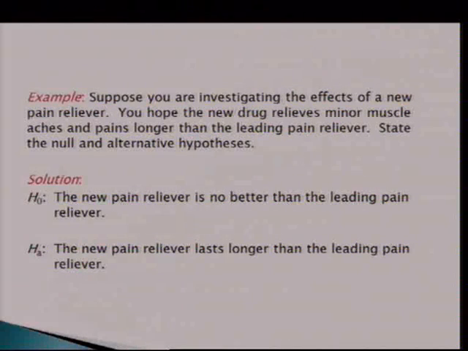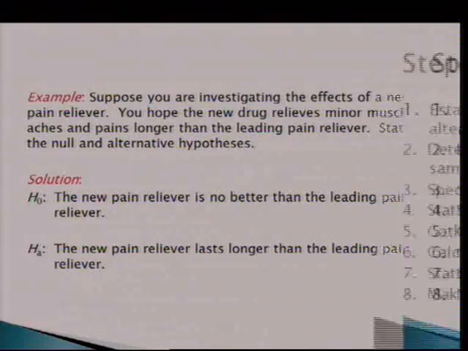You are investigating the effects of a new pain reliever. Now you hope the new drug relieves minor muscle aches and pains longer than the leading pain reliever available in the market. State the null and alternative hypothesis. We can state here the null hypothesis as usual, that the new pain reliever is no better than the leading pain reliever, and then the alternative can be that the new pain reliever lasts longer than the leading pain reliever. So both comprise everything. They are mutually exclusive. Neither intersects with the other.